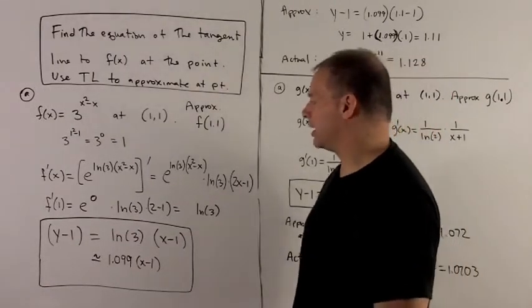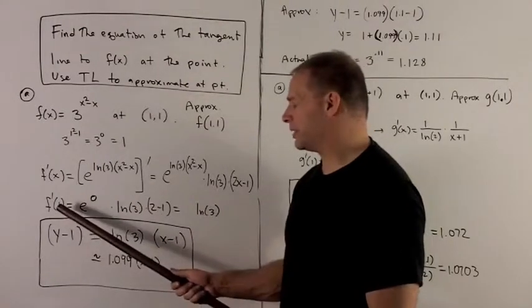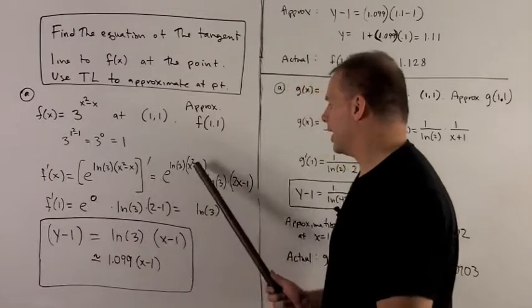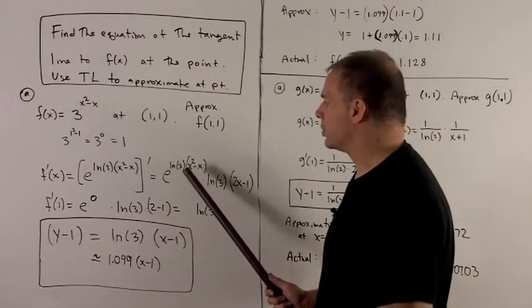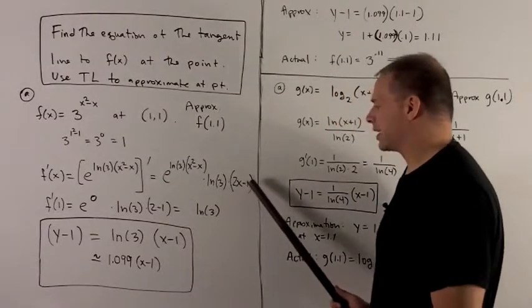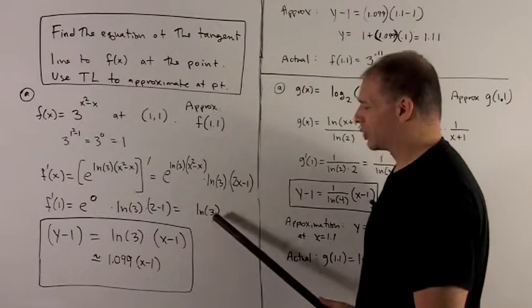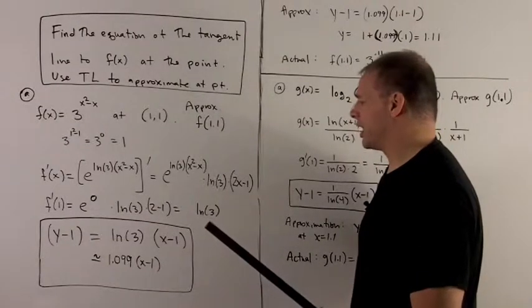I put in 1 to get an actual number for the slope of the tangent line. So let's see what happens here. If we put 1 into this exponent, that's going to give me a 0. So I have e to the 0. Natural log of 3 sticks around. And then 2x minus 1 becomes 1. So I'm left with natural log of 3 for the slope of the tangent line.